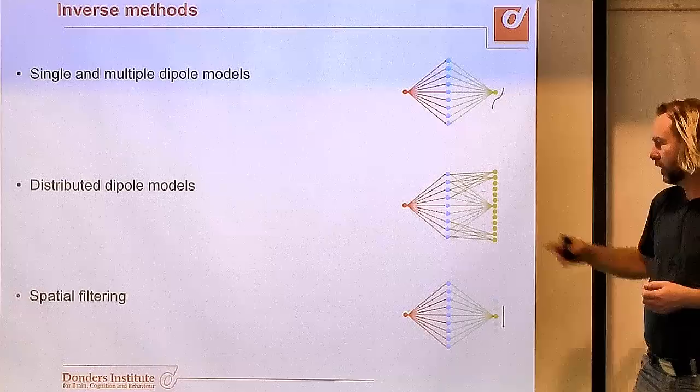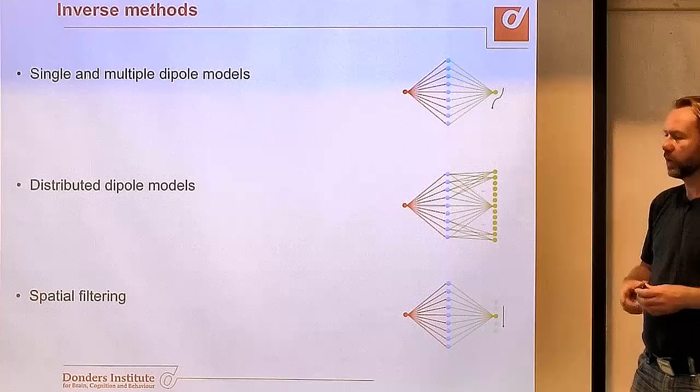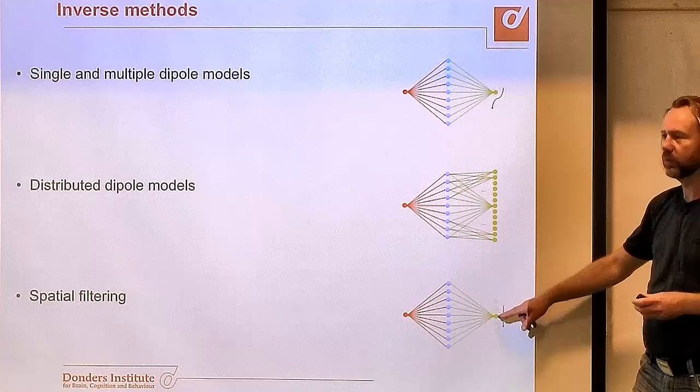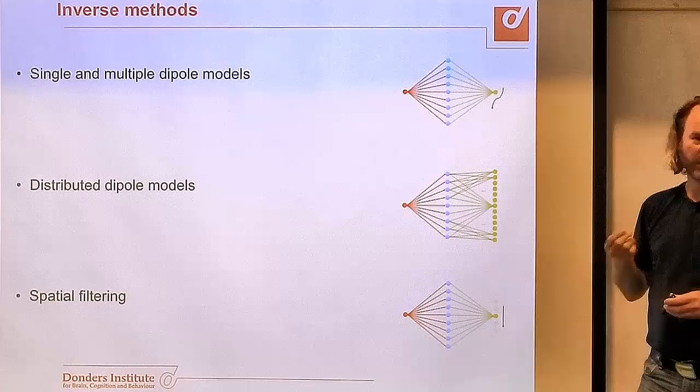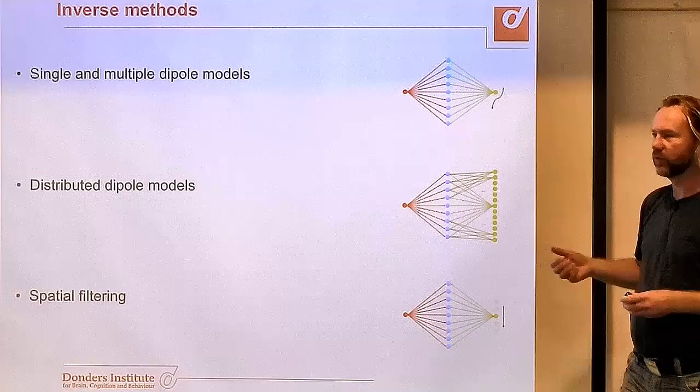With spatial filtering, we're making a distributed representation of the activity, but we're only addressing a single dipole at a time. So for a given dipole, what's its strength? And then we move the dipole to another location. So it's a scanning method. Yesterday we already looked a little bit at scanning, but in the context of trying to find the optimal location. Now we're going to scan, and we're not going to look for the optimal location, we're going to look at the activity everywhere.